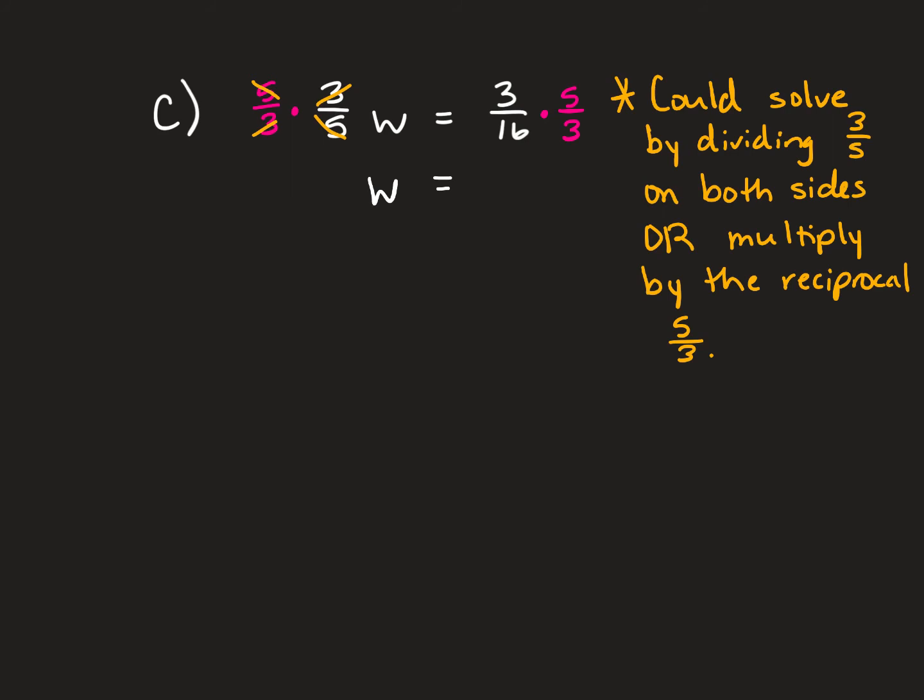On the right side, I could do some cross canceling before I multiply, or I could just go ahead and multiply. Many of you prefer to multiply, so that's what I'm going to go ahead and do here. 3 times 5 is 15. 16 times 3 is 48. But since we did not cross cancel, we do have some simplifying to do. Both 15 and 48 will reduce. They'll both divide by 3. So we get that w is equal to 15 divided by 3, which is 5, and 48 divided by 3, which is 16, and we are done with this problem.